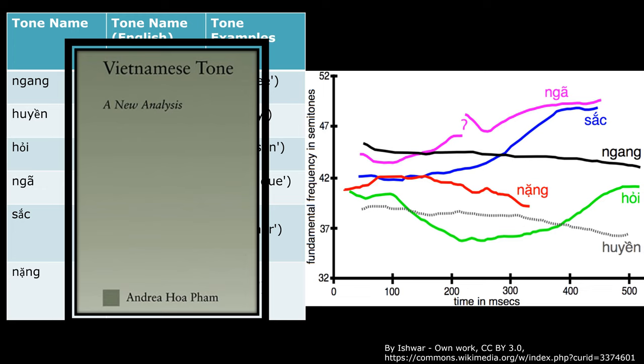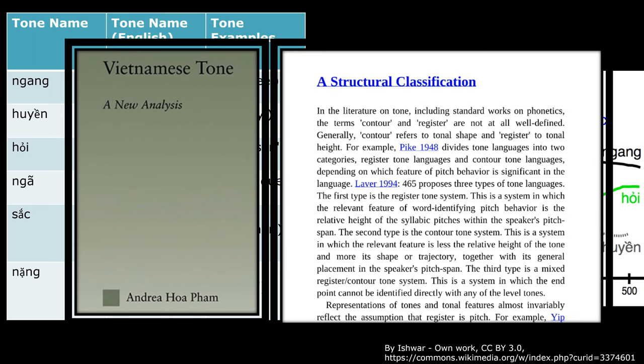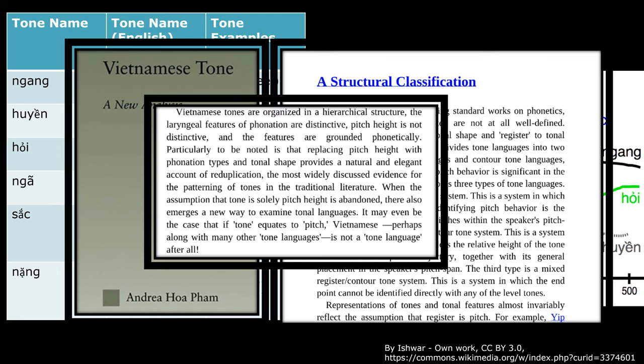They may also differ in the voice contour used, length, and other ways. Pham's work, Vietnamese Tone: A New Analysis, goes into detail about the specific features of Vietnamese tones, varying ways of classifying the tones, and research done on the topic of Vietnamese language. She also states a popular idea in her conclusion, saying that if we are to equate tone to pitch, then perhaps Vietnamese is not a tonal language, as it distinguishes syllables in ways beyond just pitch.